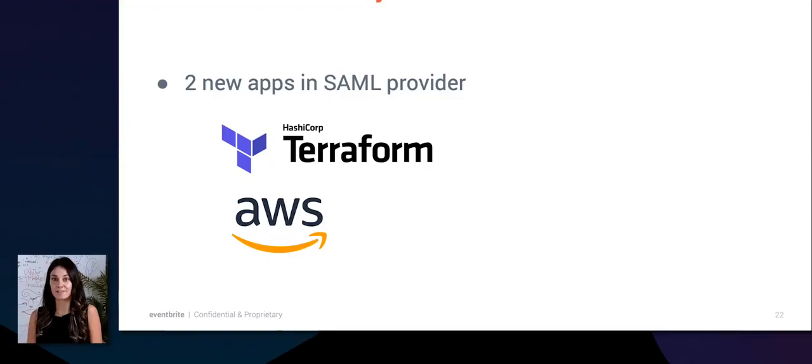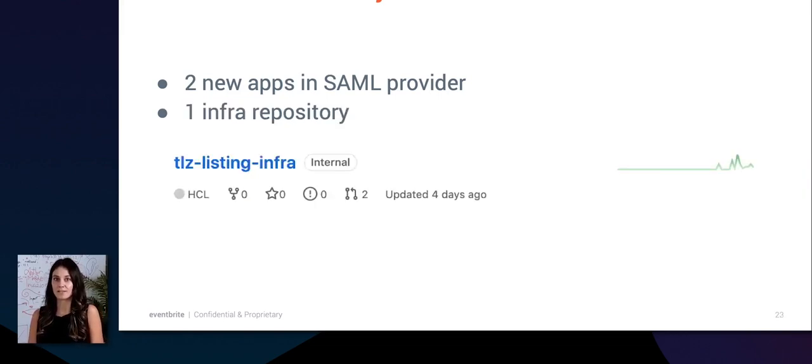In my SAML provider dashboard, which is Okta, I now see two applications. One for accessing our Terraform Enterprise instance, and another for accessing the console of the newly vended AWS account. I also see a new GitHub repository is created and assigned to my team to hold infrastructure as code.